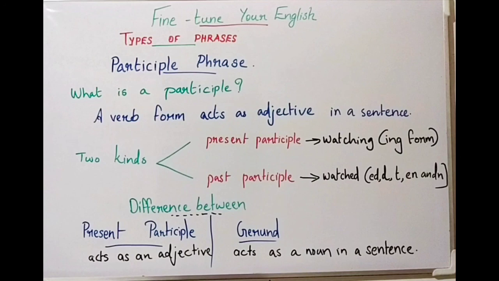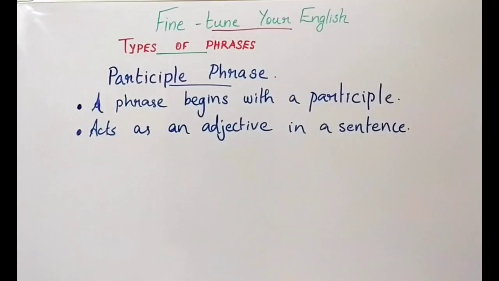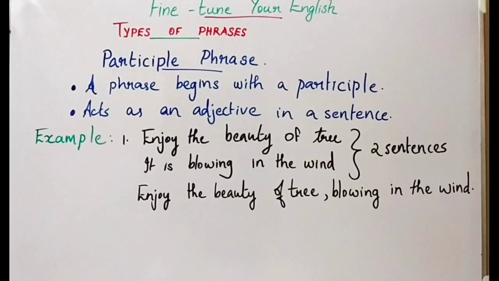And we have studied the gerund form. There also it was the ing form. Then let's see what's the difference between a present participle and a gerund. A present participle always acts as an adjective in a sentence, and a gerund acts as a noun in a sentence. This is the main difference between present participle and gerund. Then see what a participle phrase is. A participle phrase begins with a participle, which can be a present participle or a past participle, and it acts as an adjective in a sentence. See the examples given here.